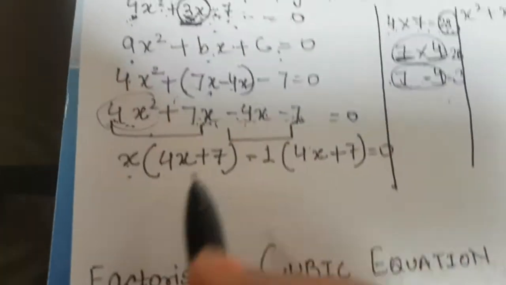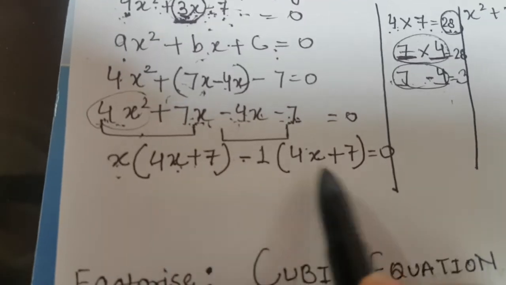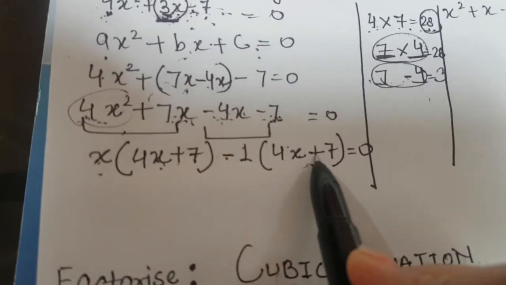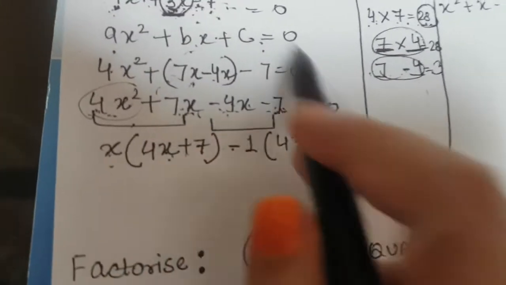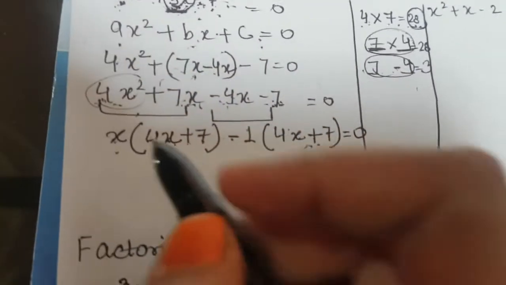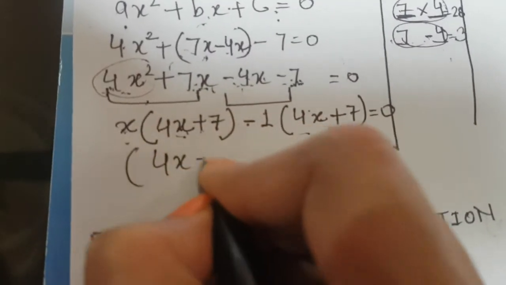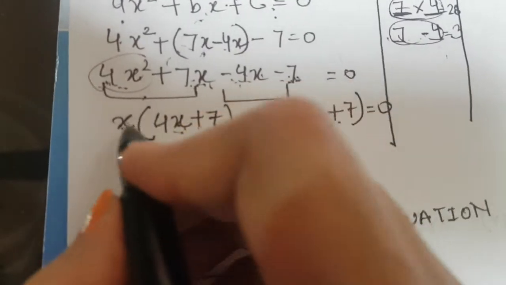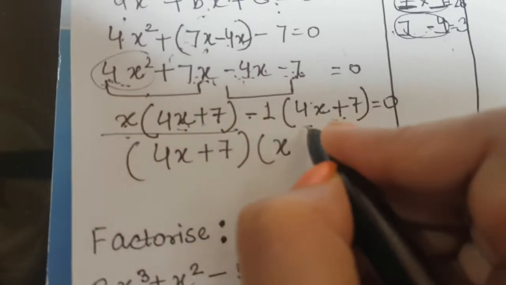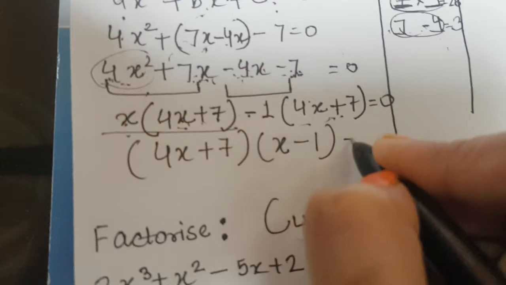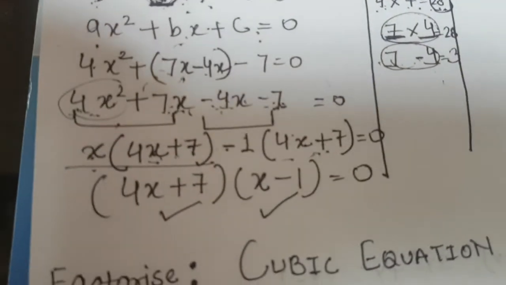Now here you can check whether your solution is correct or not. If both brackets are coming the same, it means our calculation is going correctly. So now we can take this bracket common again. If we take this bracket common, what will be left here? x. And what will be left on this side? Minus 1.